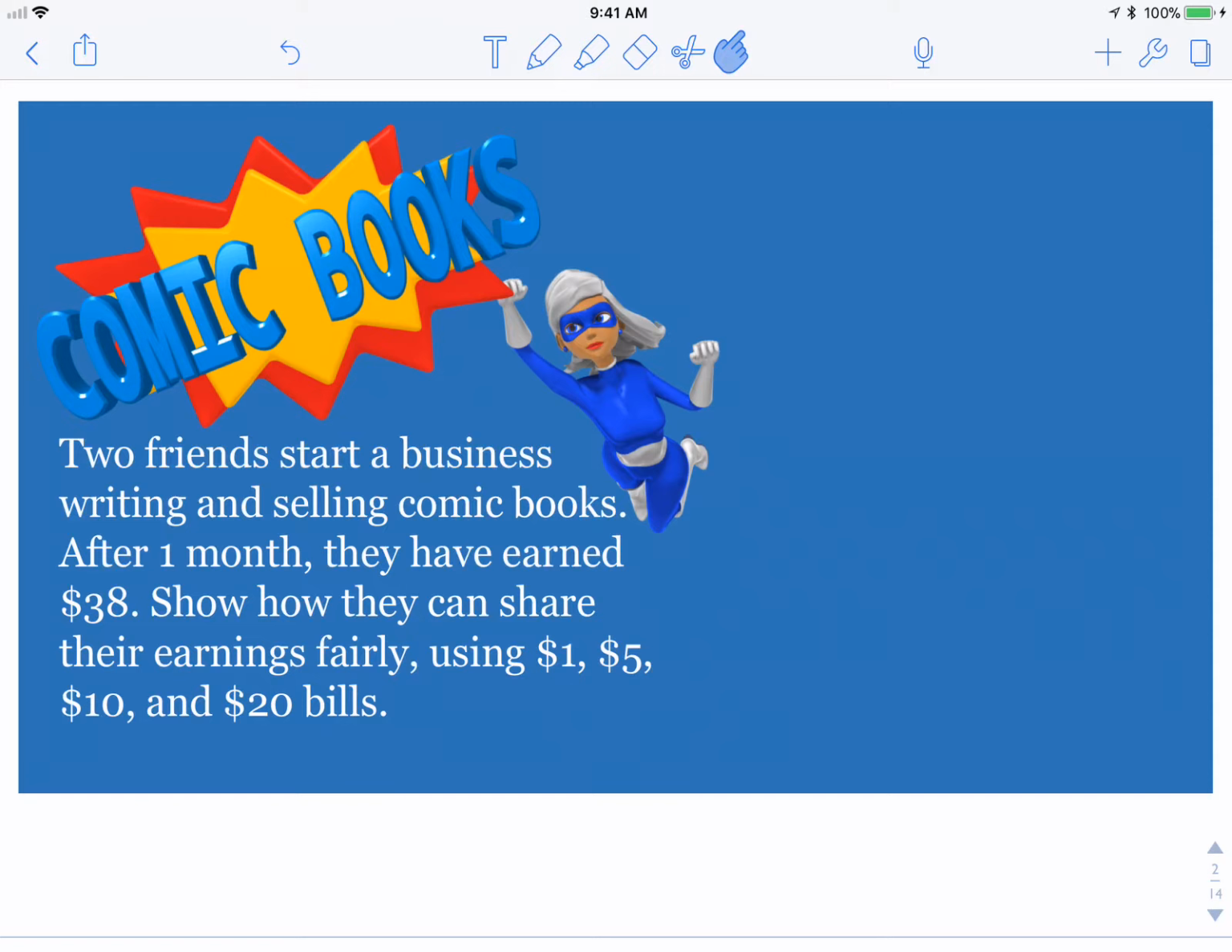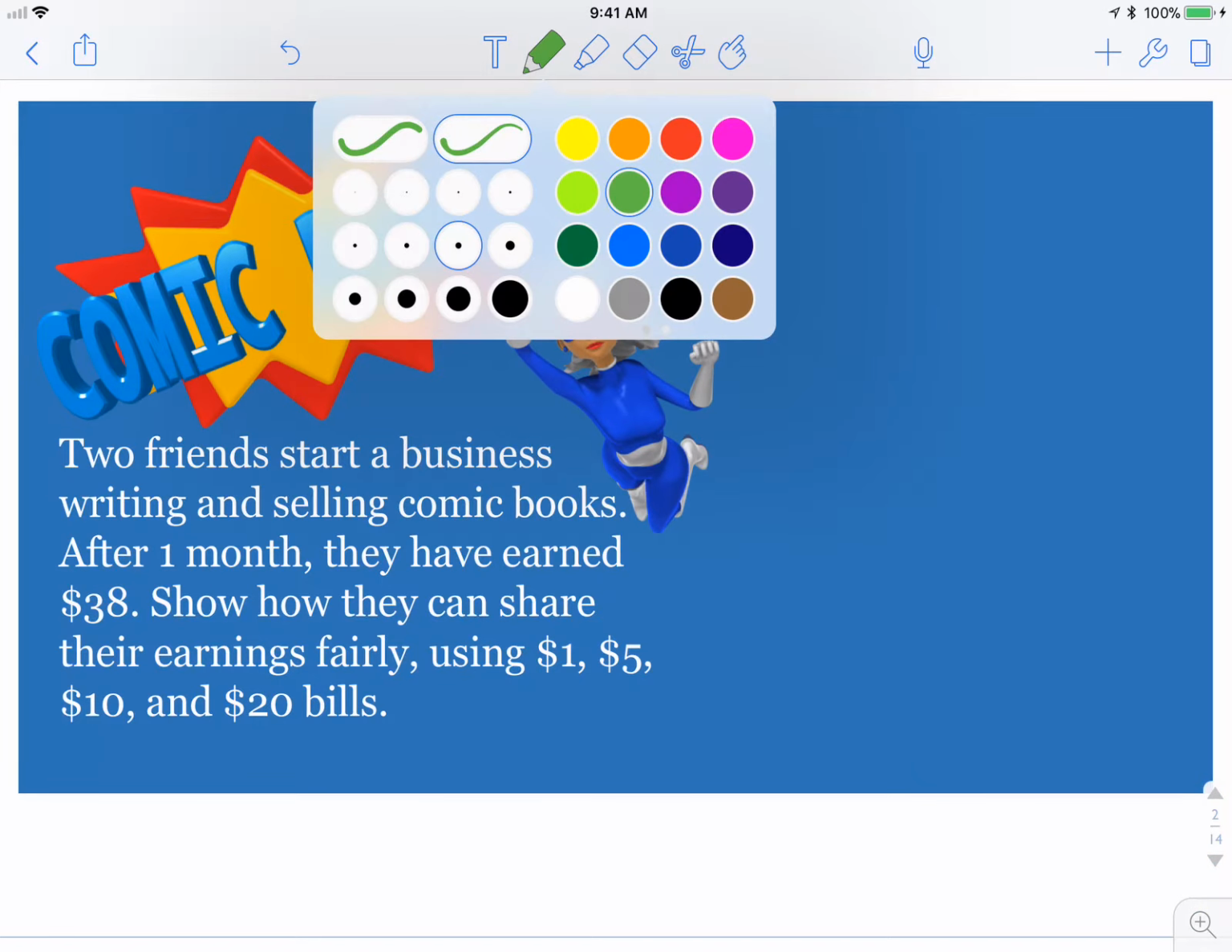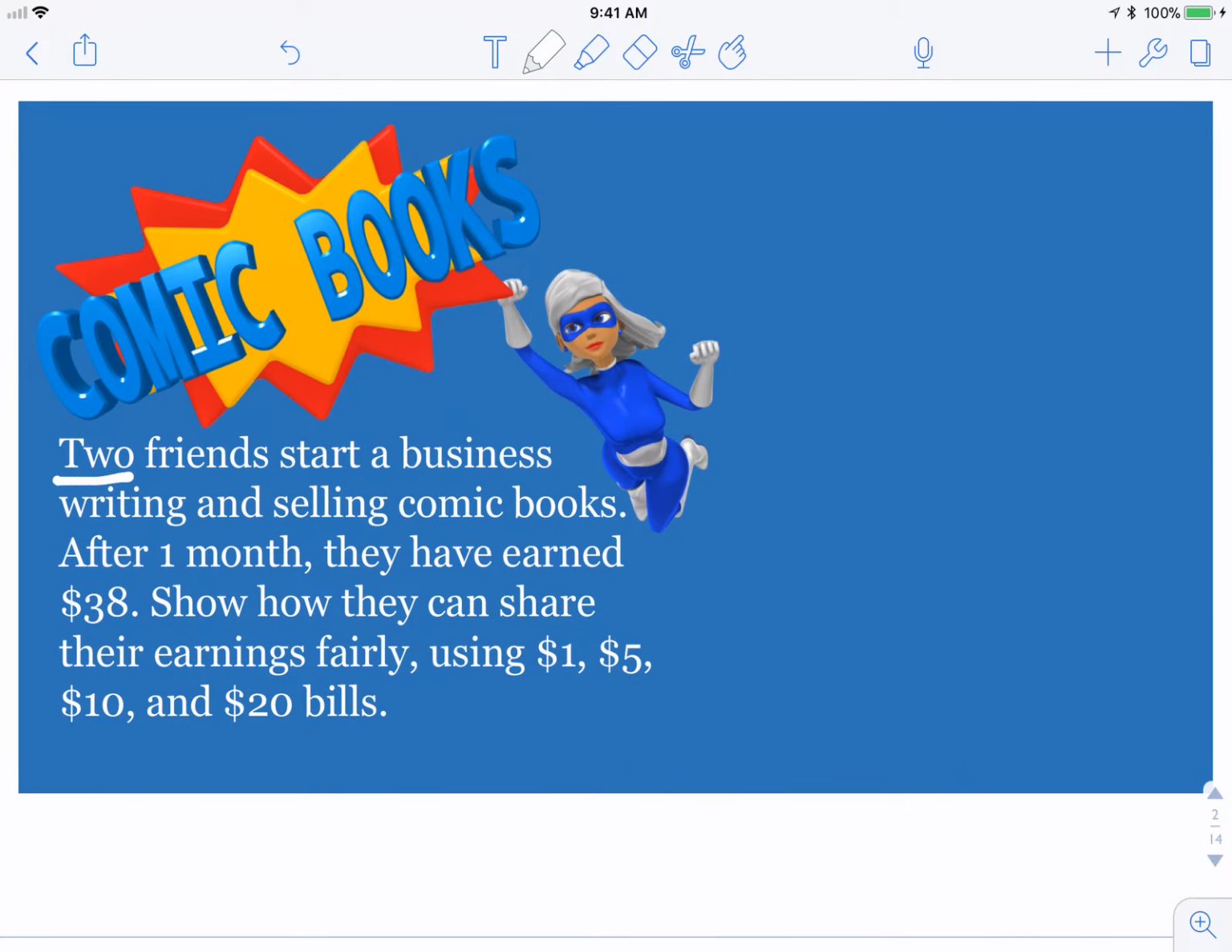So, what information do we know? We know that we have two friends, and after 1 month, they have earned $38. How can they share their earnings fairly? Well, I can tell you by looking at this right now that you won't be using any $20 bills because you have two friends. If each one gets a $20 bill, that would be $40. So I can tell you right now, you will not use a $20 bill. So go ahead and pause and solve.